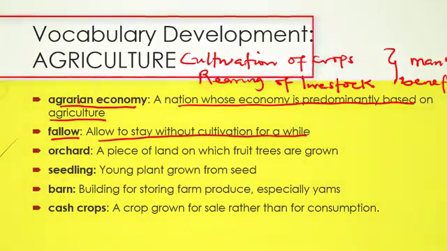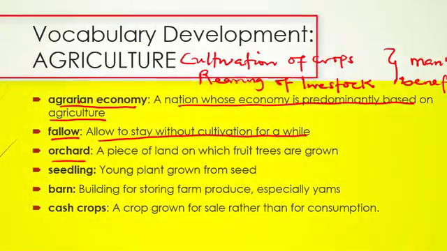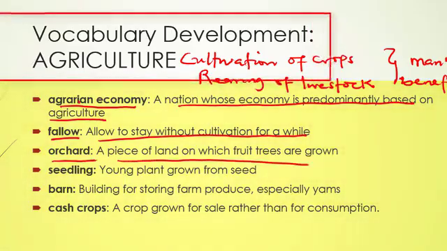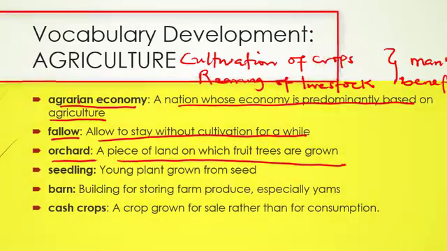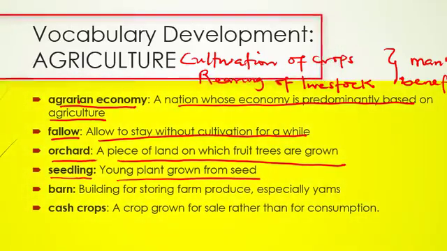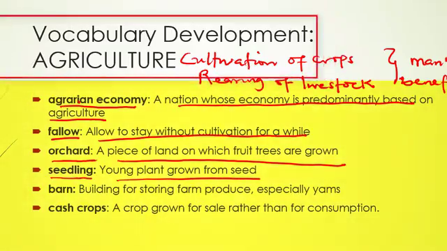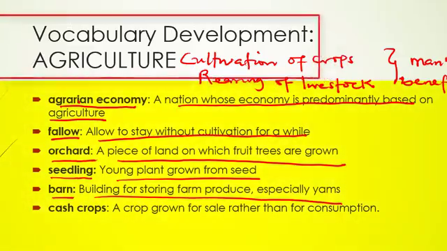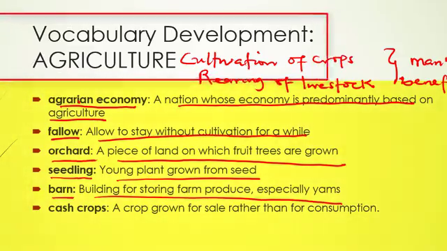Then we also have what you call orchard. An orchard is a piece of land where fruit trees are grown. So where we have pineapple, apple, oranges, we call that an orchard. Then we have what we call seedling. A seedling is a young plant that grows from a seed. Then we have a barn. A barn is where we store tubers, tuber crops. An example of a tuber crop is your yam.